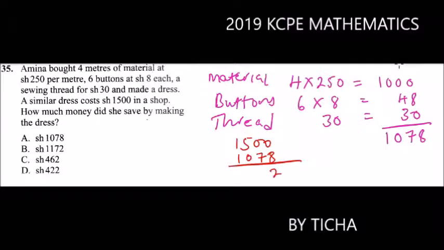This is 9, we get 2. Here we borrowed 1, so we have 4, and 1 minus 1 is 0. So this is the amount she saved. Checking the answer, the correct answer is D, so you shade that. So you are being tested whether you can comprehend, multiply to get the total of the cost, and subtract. So that's how you do that question.